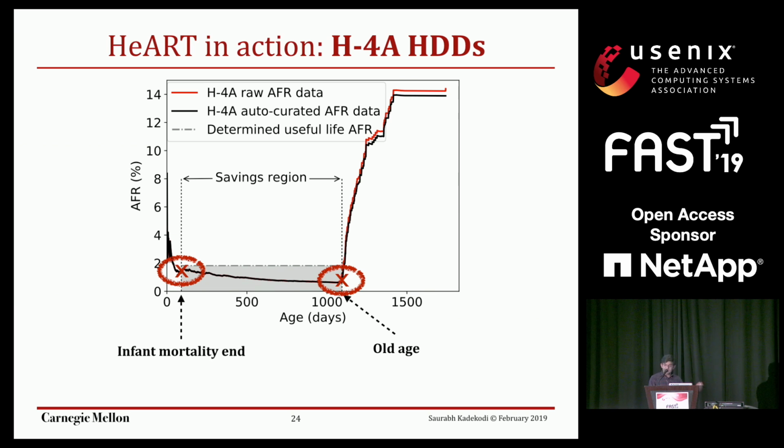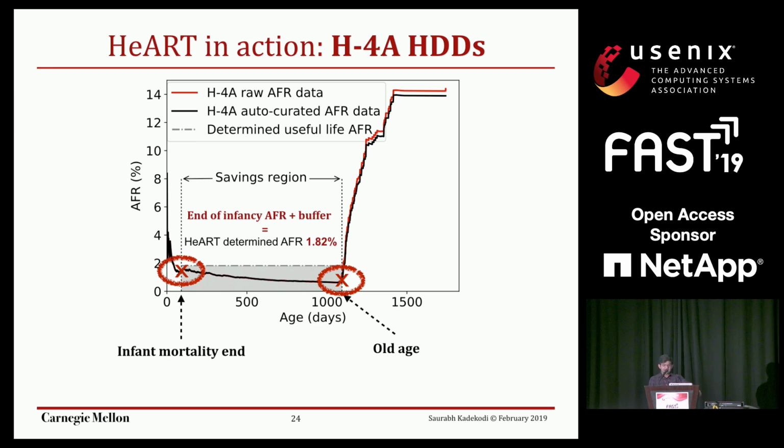So for H4A disks, at the end of its infant mortality, HeART determined that the useful life AFR should be 1.82%. And that 1.82% came by looking at the failure rate at the end of infancy and adding a user tunable buffer value to that AFR value at the end of infancy. By default, it's 25%, but it's configurable according to however conservative you want to be in your approach.